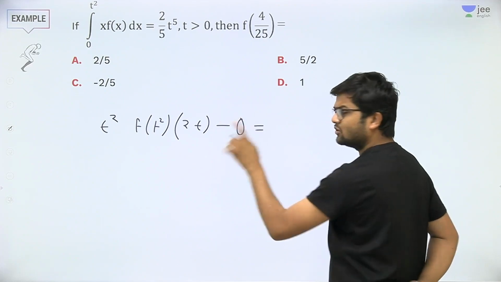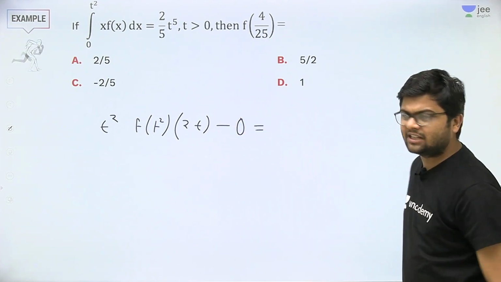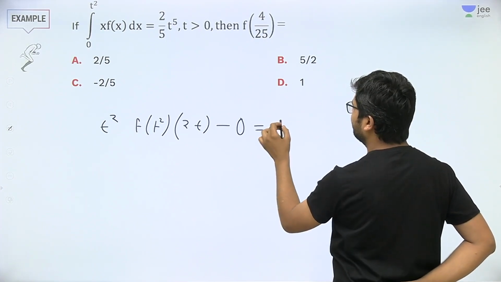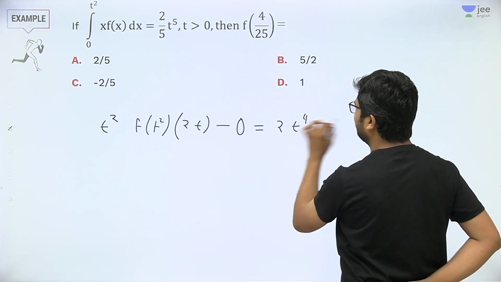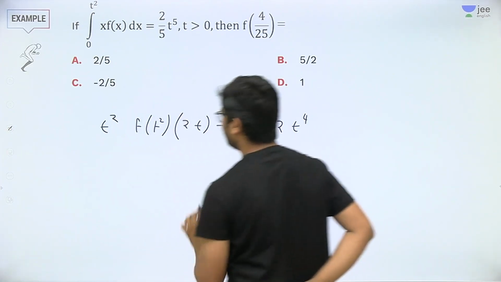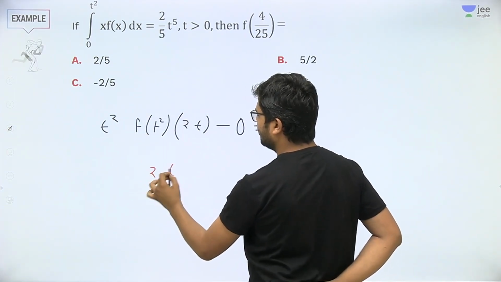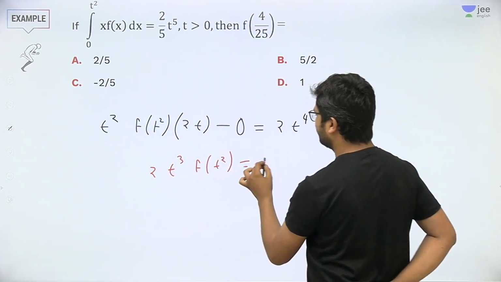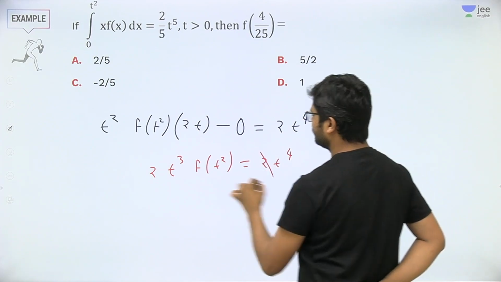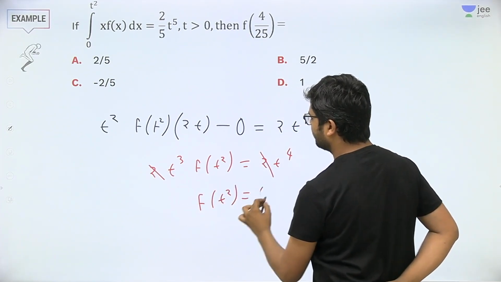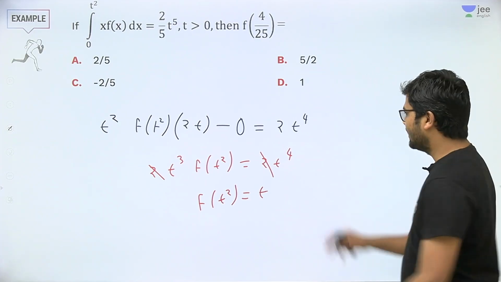I am applying the Leibniz rule in full spirit, you must understand it. And the derivative of the right hand side will come out to be, 5 and 5 cancel, 2t raised to the power 4. Got my point? Now this is solved to 2t³ into f(t²) equal to 2t to the power 4. 2 and 2 cancel and the final conclusion will be f(t²) equal to t. Got my point?